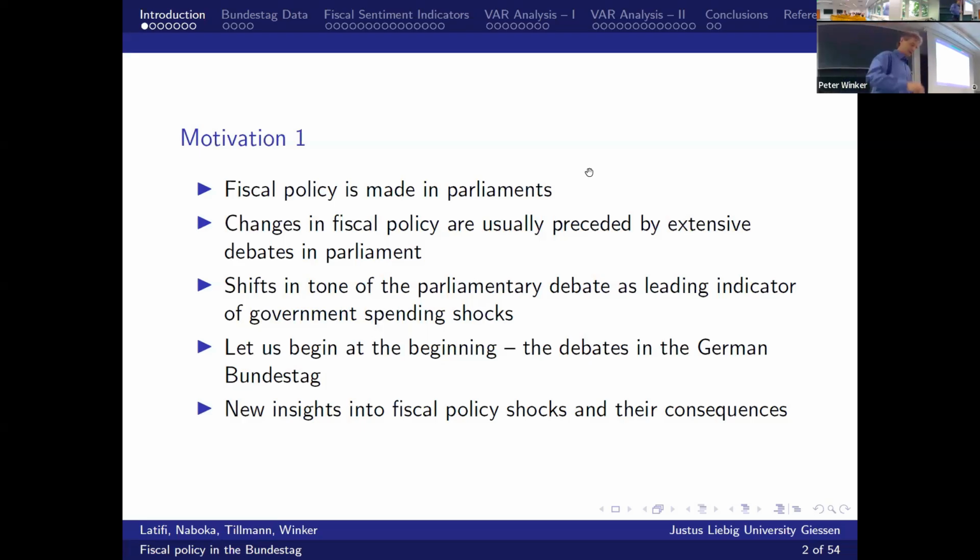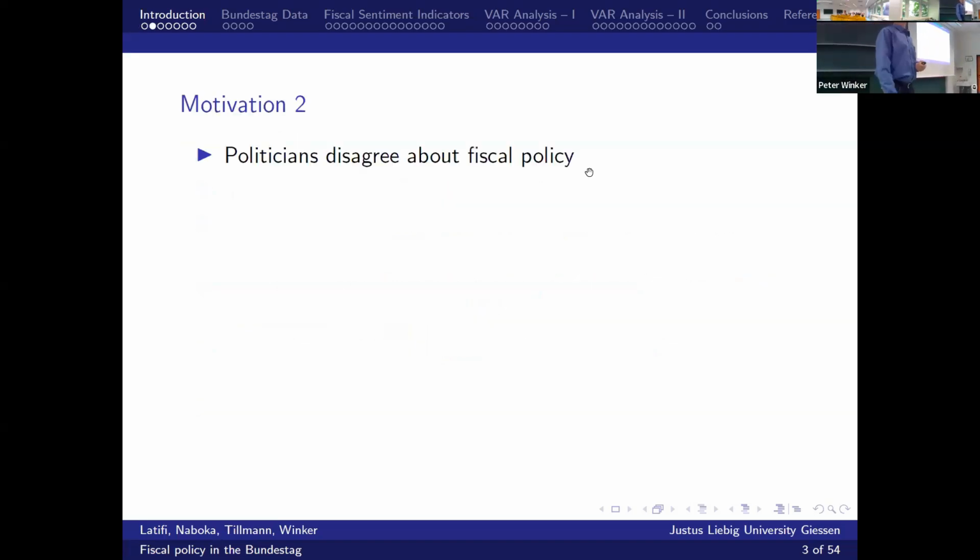That's the motivation for the first part of the paper. And then the second part is maybe even more relevant for the current discussion going on. It's about disagreement, because of course it's not the parliament in its totality which thinks, okay, we should spend more or spend less, but there are different parties. There's a government, there's an opposition, and typically they disagree about the stance of fiscal policy.